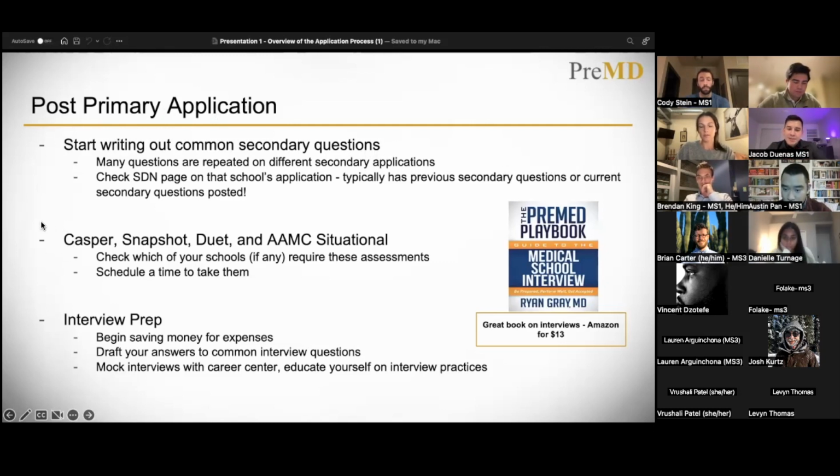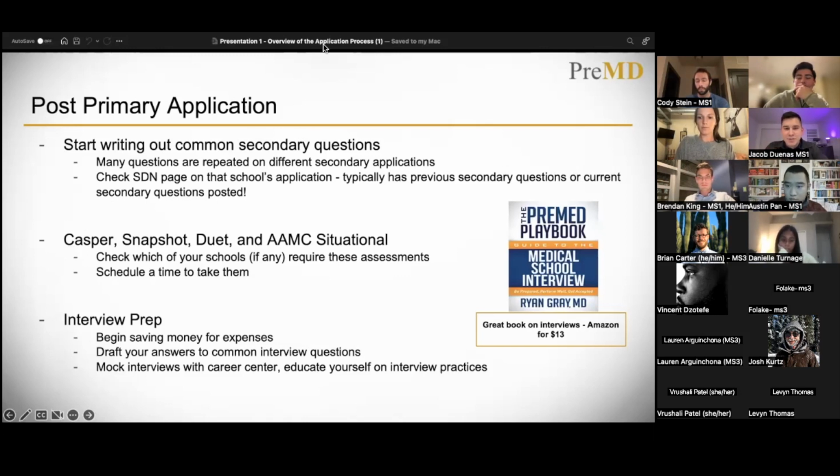And then Casper, Snapshot, and Duet. These are the tests that we mentioned earlier. And a lot of schools don't have these. I think out of the 22 schools I applied to, there were like 4 that required it. So it's definitely not like everyone's doing it. And this information is usually pretty easy to find for the schools that you're applying to. Most schools will have an application overview webpage, and this will usually be in there.